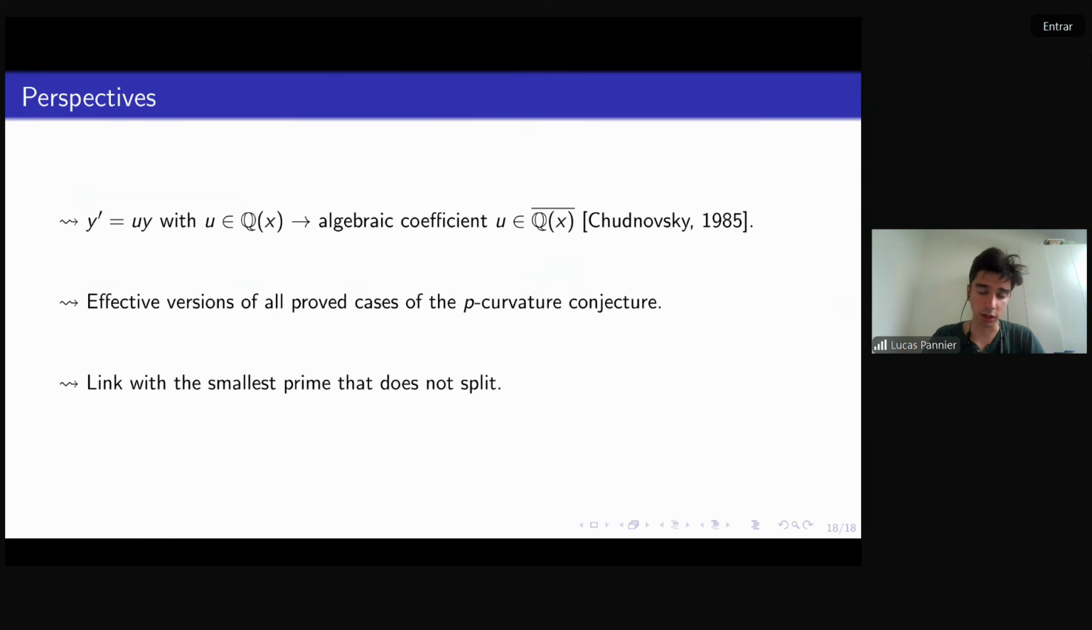And last, we would like to link also more precisely our problem with the problem that I presented to you of the smallest prime that does not split, because for the moment, as the parameters are different, we cannot really compare our theorem to the known theorem in this field.